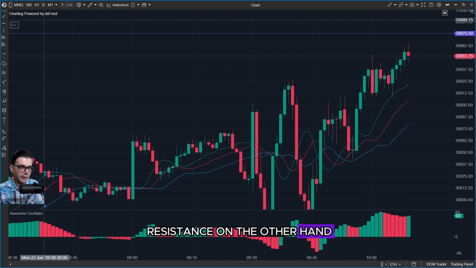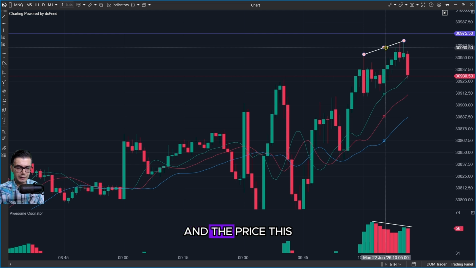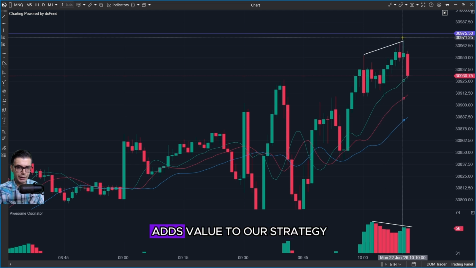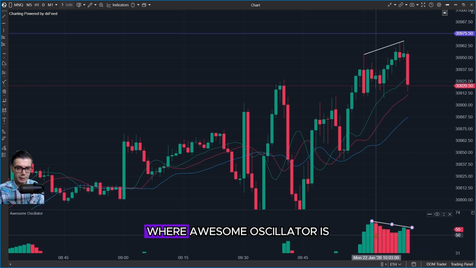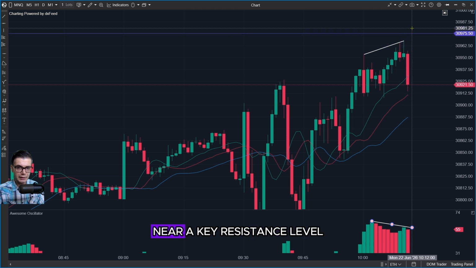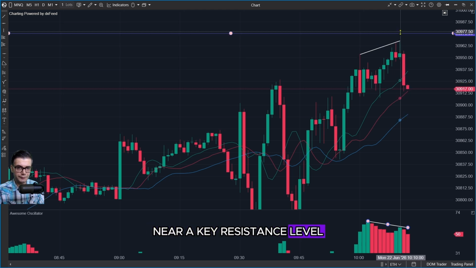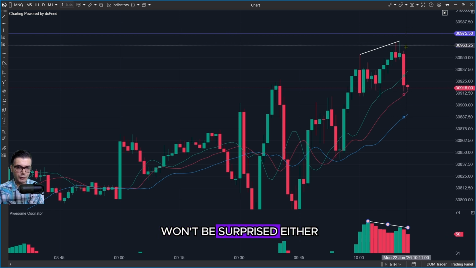On the other hand, there is a negative divergence between Awesome Oscillator and the price. This adds value to our strategy. This is a bearish sign where Awesome Oscillator is not making a new high, but the price did near a key resistance level. Therefore, if the price doesn't take that, I won't be surprised.